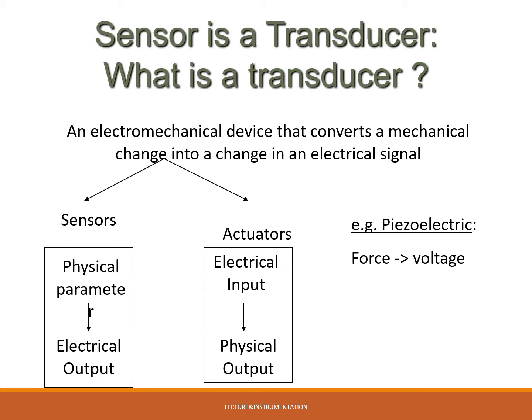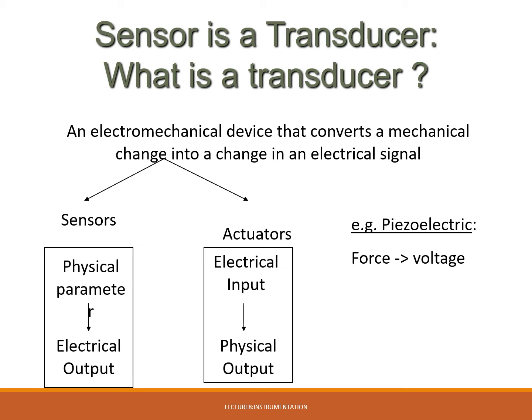Okay. Sensor is a transducer. Yes, this statement is correct. This is because we said that the definition of transducer is a device that converts measured variable into electrical signal. So that definition is suited for a sensor, because we do know that sensor is measuring physical variable, and the output of a sensor is voltage. Okay, but not all transducers are sensors.